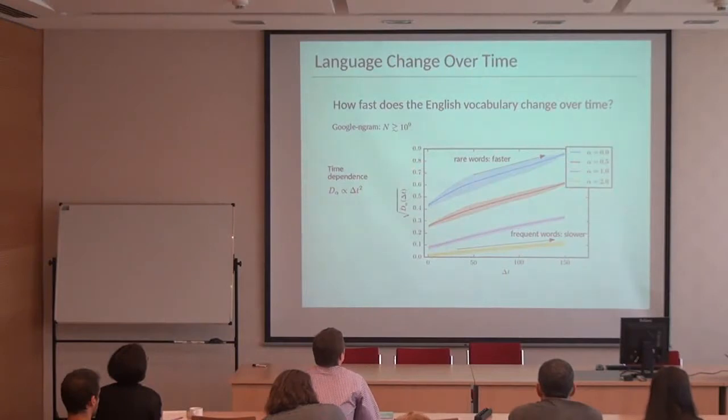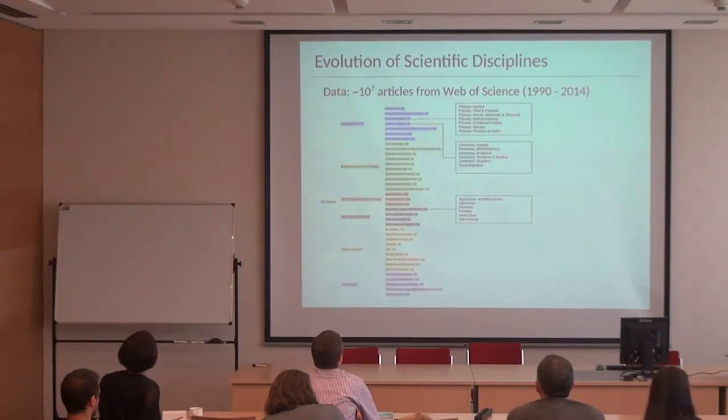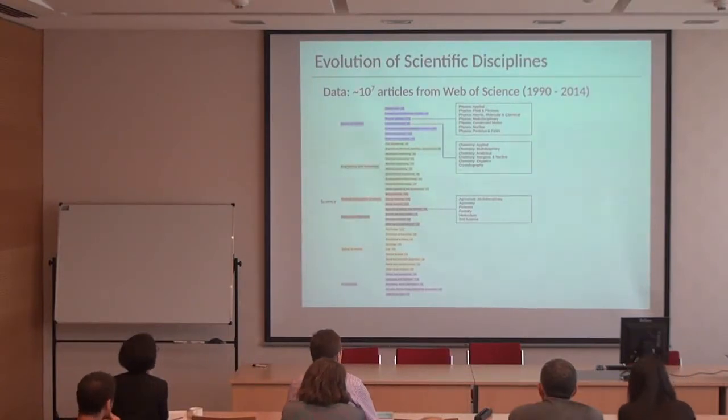So this is one application. Another application, a very recent result, where we applied the robust measure, the generalized Jensen-Shannon divergence with alpha equals 2, to show that it is useful, is about the evolution of scientific disciplines. And we were able to obtain about 10 million articles from the Web of Science, and they are categorized into different fields, we call them fields. So this is natural science and then mathematics.